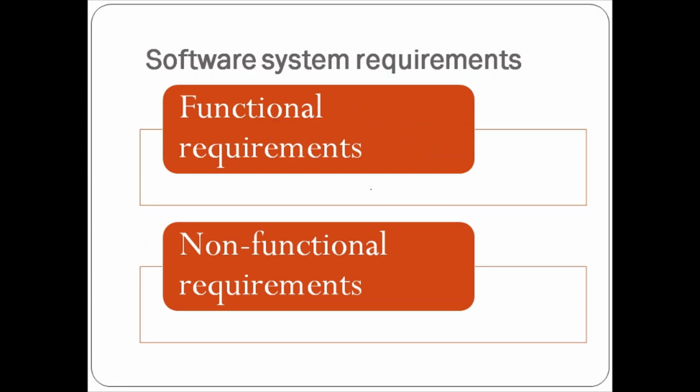So let us start. Software system requirements may be classified into two parts: functional requirements and non-functional requirements. As the name suggests, functional means directly related to the functions provided by the software. But if we talk about non-functional, it is not directly related to the functions, but indirectly it is going to say about the requirement that is really necessary for the implementation of the software. Okay, so let us go through one by one.